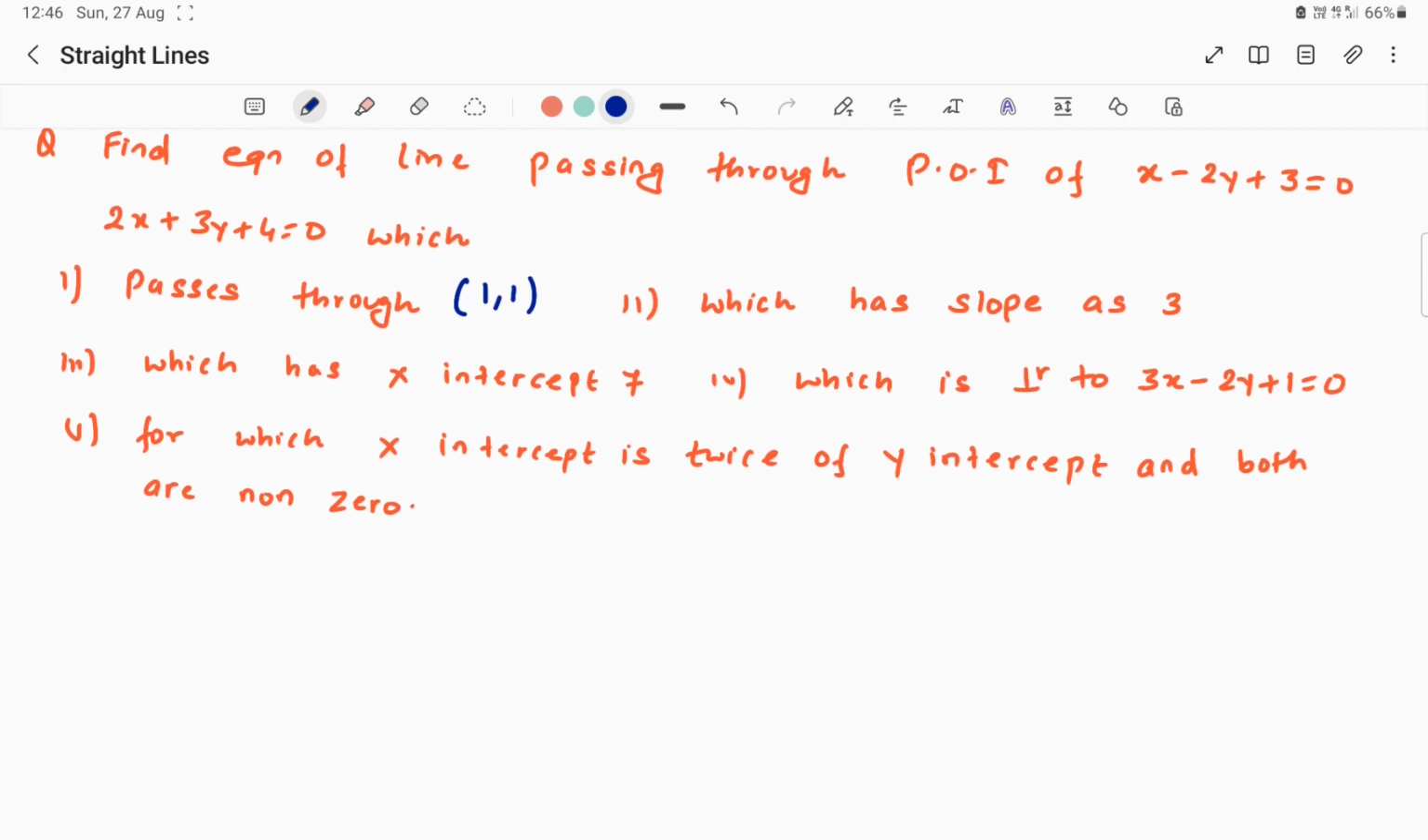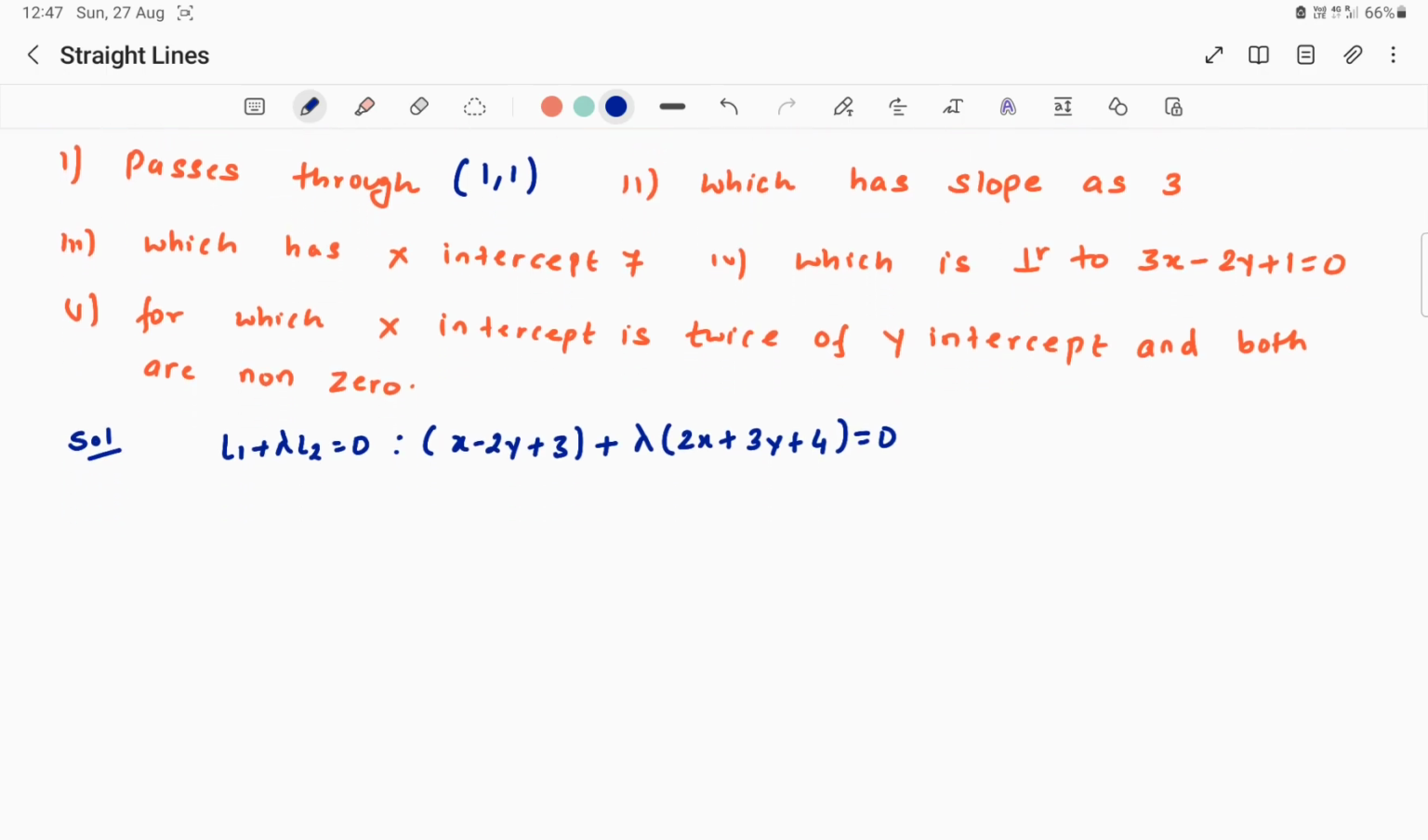Okay. So first thing, as per the discussion, the family of lines equation will be given as what? L1 plus lambda L2 is equal to 0. So what is L1? L1 is x minus 2y plus 3, plus lambda times 2x plus 3y plus 4, equal to 0. Now here you should not have confusion about which one I should take as L1 and which as L2, or whether we always have to take the first equation as L1. So the answer is no. You can take any equation as L1, and any other equation as L2.